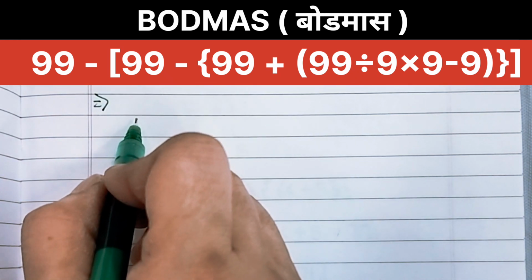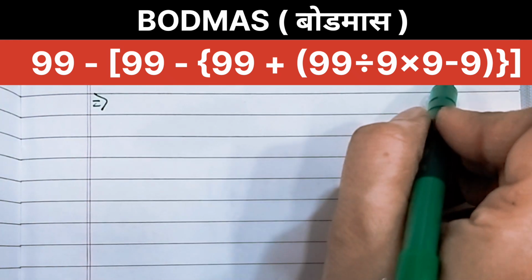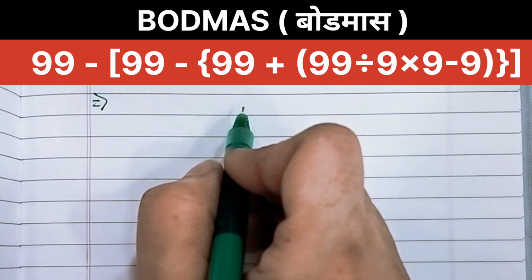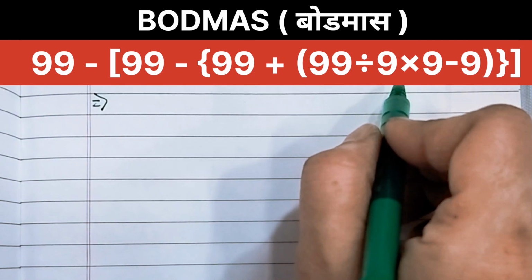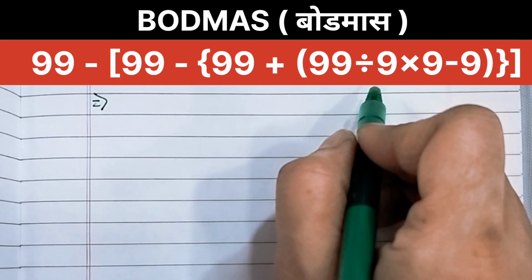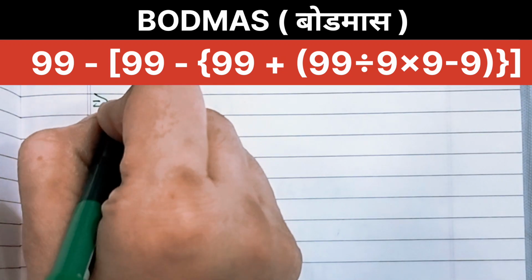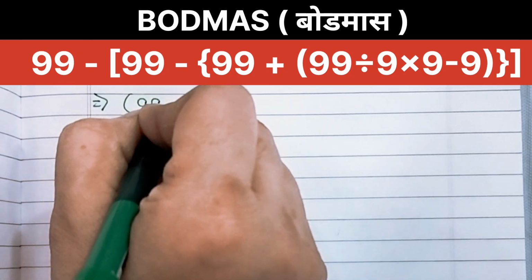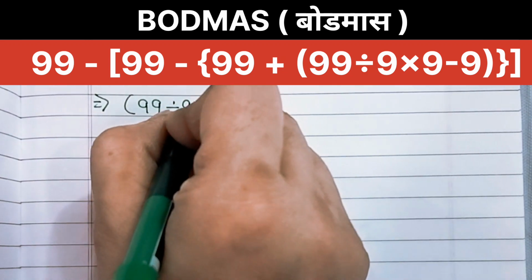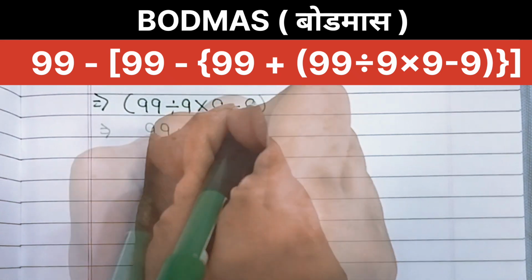Now in step 1, simplify the round bracket. So we start with the innermost grouping. Inside the round bracket, we must follow the order of division, then multiplication and then subtraction. So first we'll divide the expression: 99 divided by 9 multiply 9 minus 9.